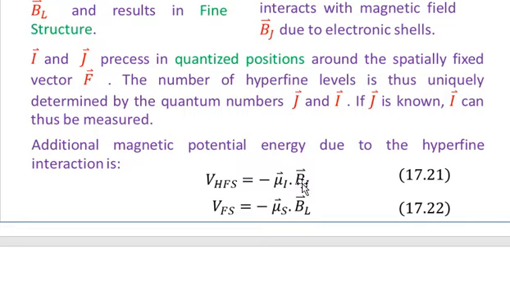So here you can see the difference between V due to fine structure and V due to hyperfine structure, and how they differ from each other. They differ in the magnetic field. They also differ in the spin: in case of hyperfine structure, we are talking about the nuclear spin, whereas in case of fine structure, we are talking about the electronic spin.